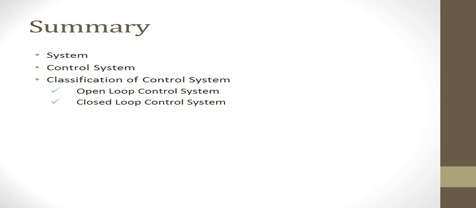So this is all about today's video lecture. Let us summarize what we have studied. We studied what is system, in that what is input, what is output. Then we studied the control system, then the difference between the system and control system, and we have seen one example of fan when it is called as system and when it is called as control system. Then classification of control system, open loop control system and closed loop control system. Then the difference between the two systems.